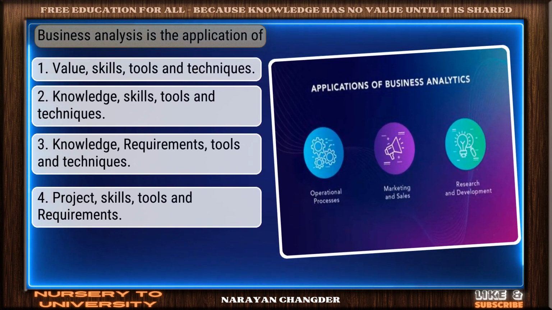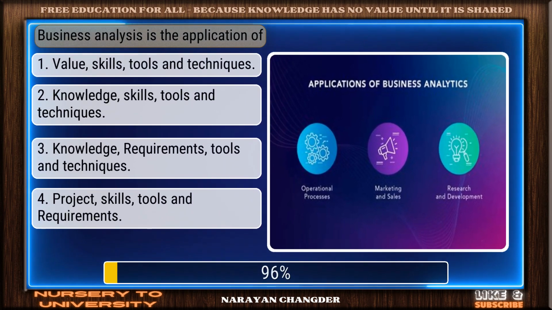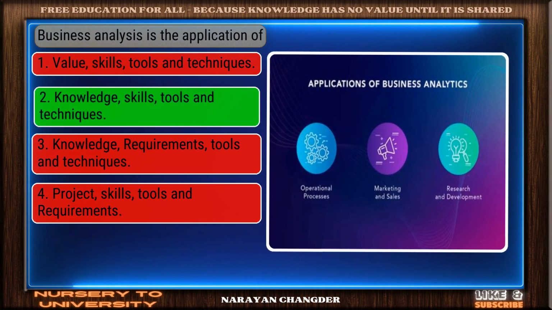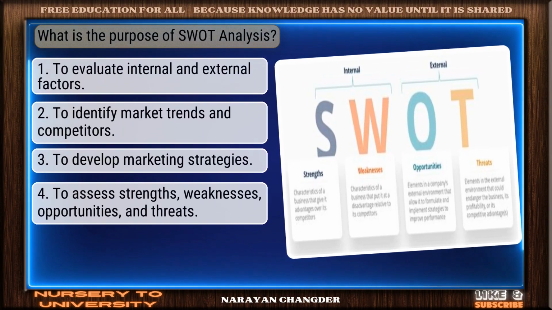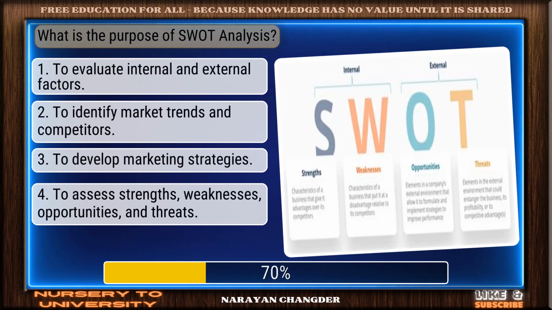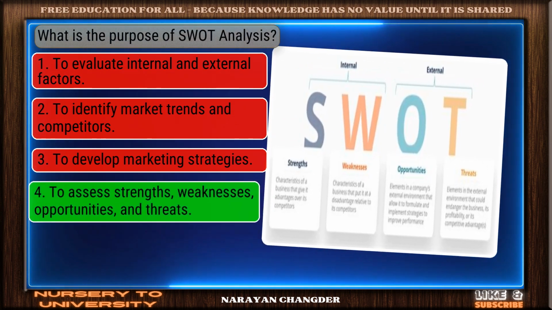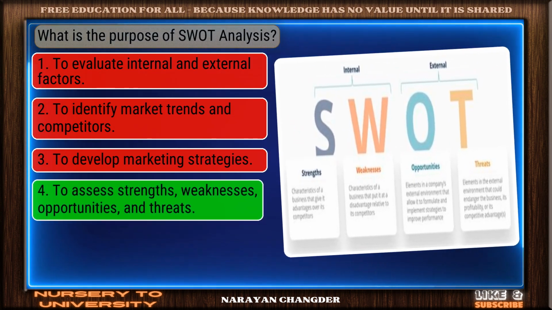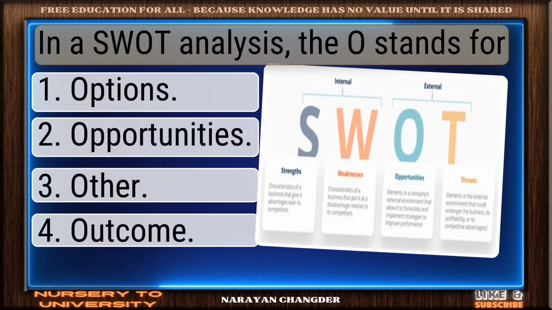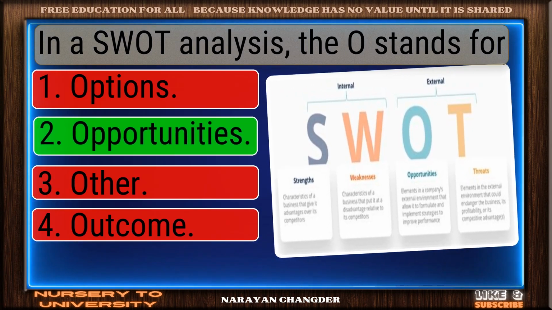Question number 67. Business analysis is the application of. Solid response. Knowledge, skills, tools, and techniques is a valid choice. Question number 68. What is the purpose of SWOT analysis? Right again. To assess strengths, weaknesses, opportunities, and threats is a valid answer. Question number 69. In a SWOT analysis, the O stands for. Great job. Opportunities is the accurate answer.